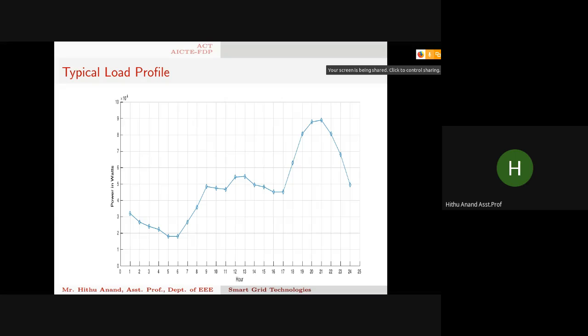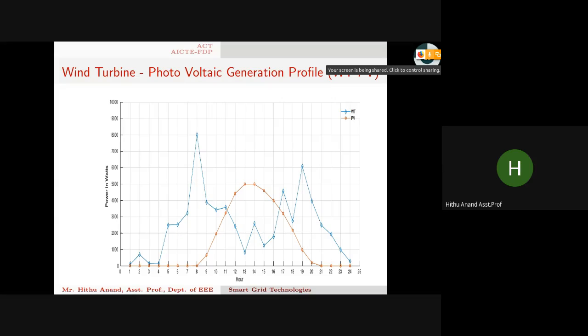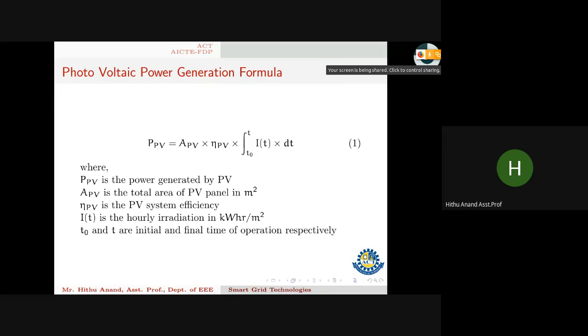That's for 24 hours. So that has taken a reference, as well as I have taken the power generation from wind as well as solar. This is also taken from a reference, so that we can generate the data and we can analyze for better answers in the future. So that is why I have taken such generation profiles. So for the same photovoltaic generation, we have used this formula.